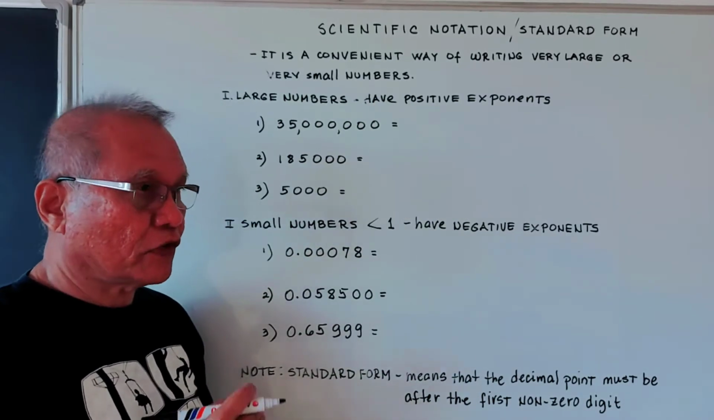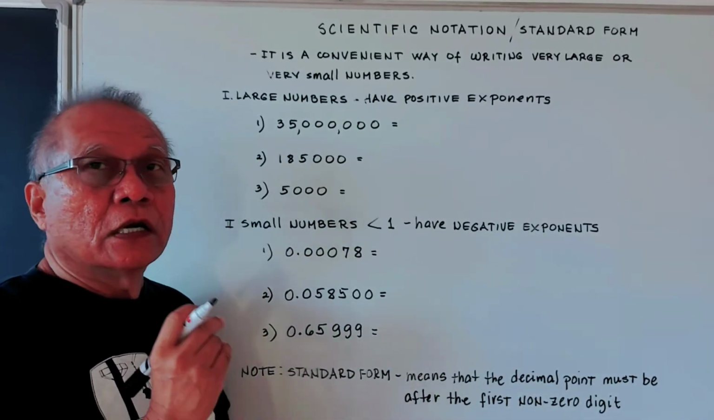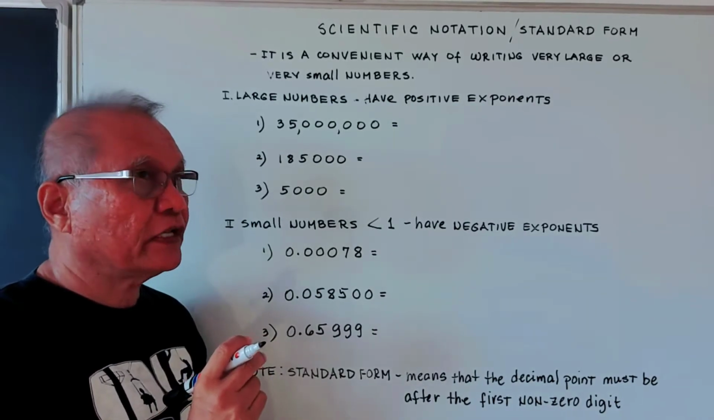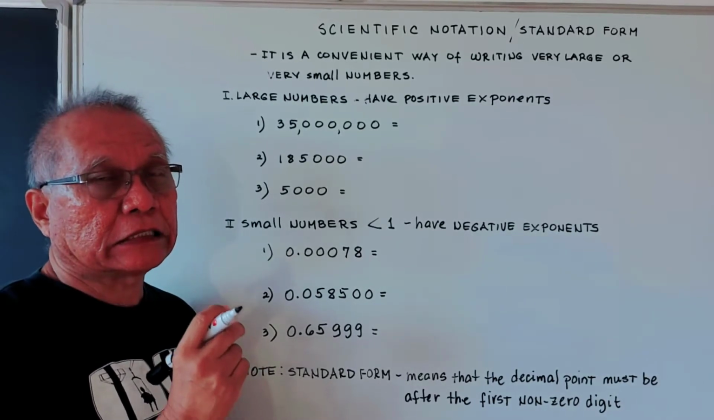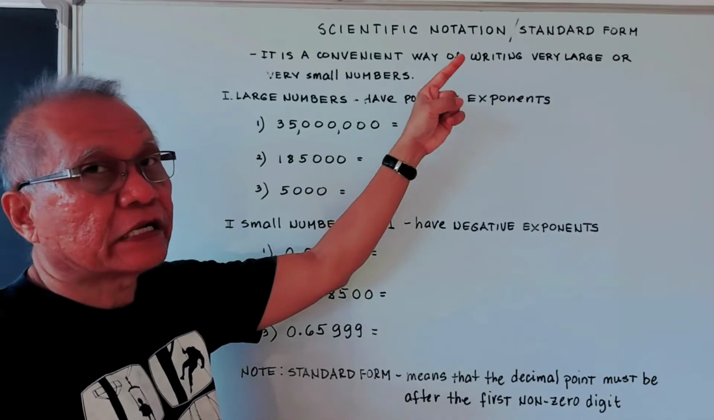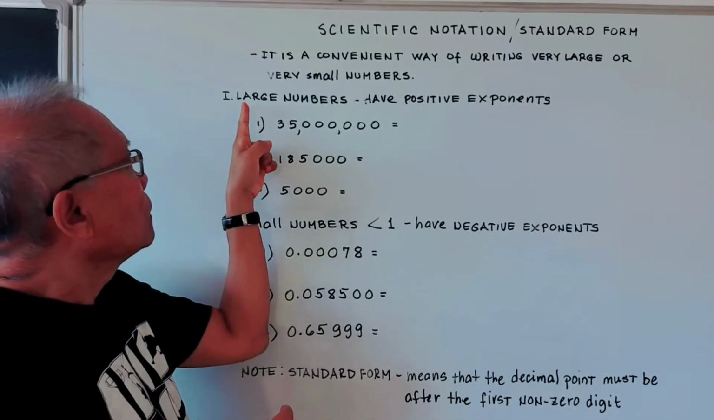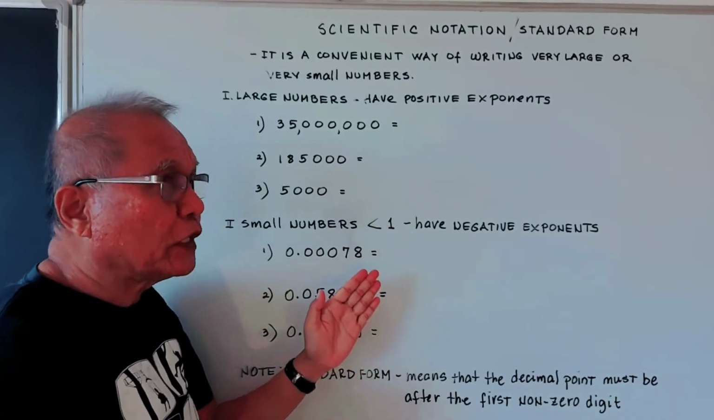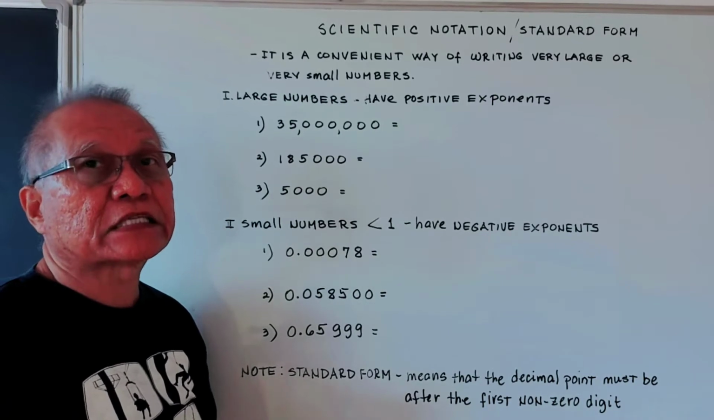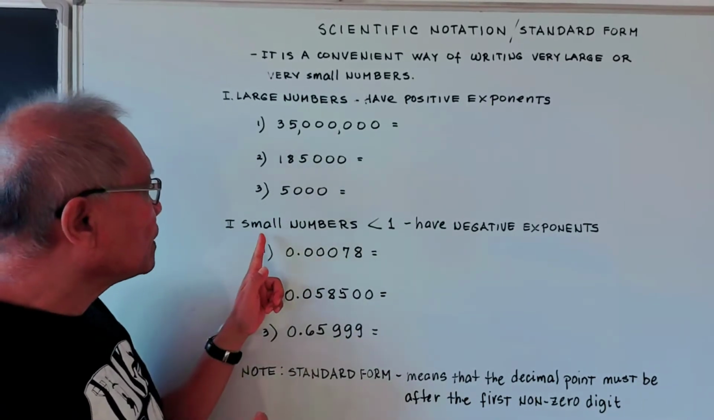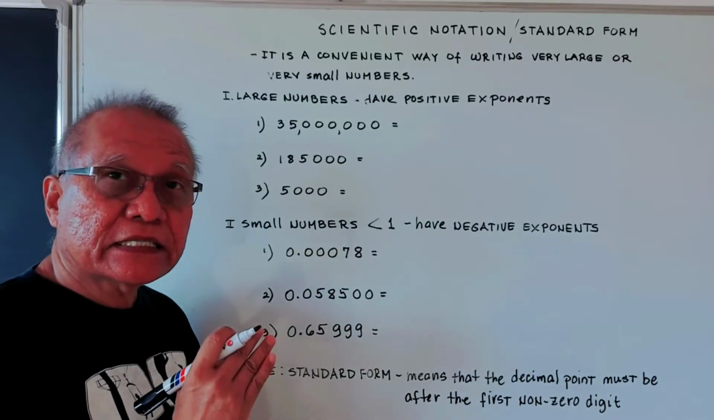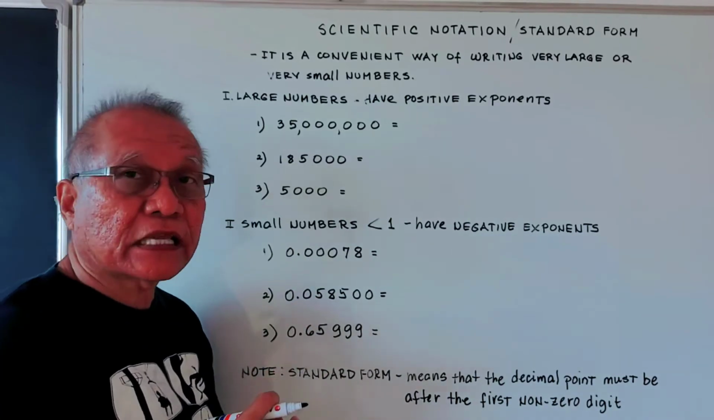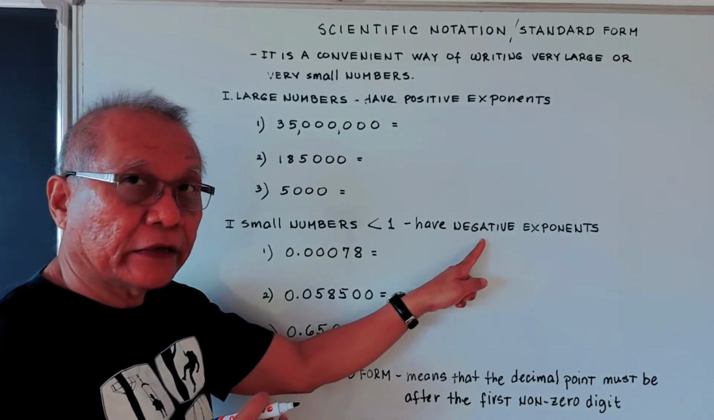Because in science, if you have physics, chemistry, or biology, usually we encounter very large numbers or very small numbers, in which it's very inconvenient if we are going to write it in that way. So we have the standard form. If we have a large number, the exponent of that number will be positive when we write it in standard form. If we have small numbers, which are less than 1, the exponent of that number when we write it in standard form will be negative.